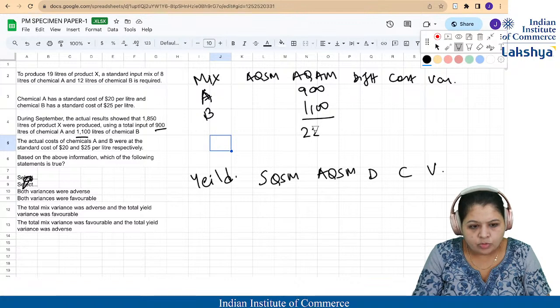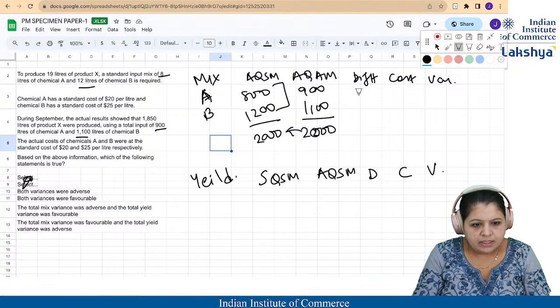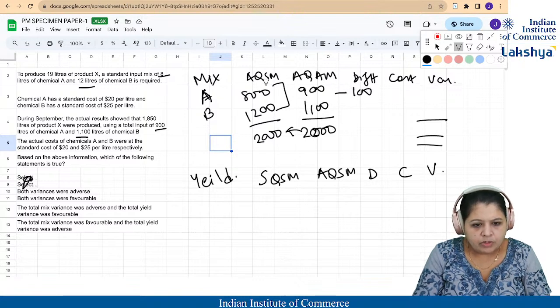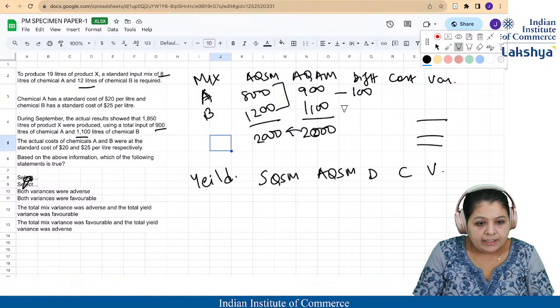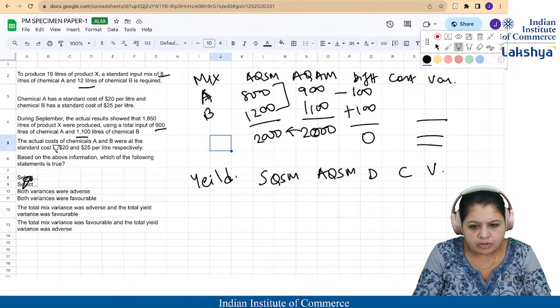Now, in your question, you have been given some figures which we directly put here, for your AQAM, 900 and 1100, right? So that comes to 2000. This 2000 will be put up here, and then this will be proportionate. For 19 liters, the actual quantity into standard mix was 8 and 12 liters, right? So the proportion is 800 and 1200, right? You find out the difference and the cost and you'll get your variance. So the difference for this is obviously going to be 100 adverse because your standard is more, and this is going to be 100 favorable, coming to 0. Your cost that is already given in the question is 20 and 25.